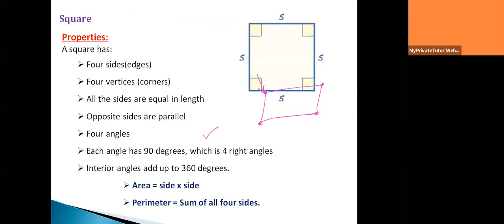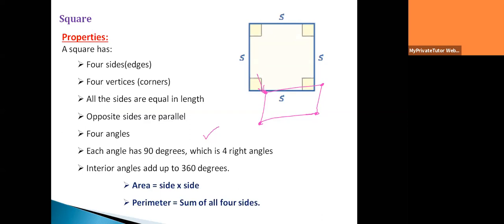Let's quickly go through the properties of all the quadrilaterals. The square has 4 sides and 4 corners. All the sides are equal, which means it is a regular polygon, so you need to mention that. Opposite sides are equal; rather, we can say all sides are equal instead.